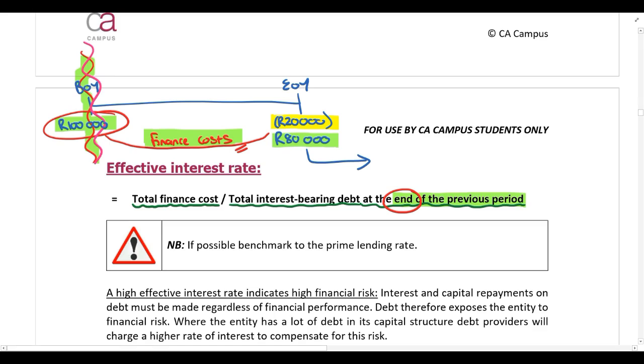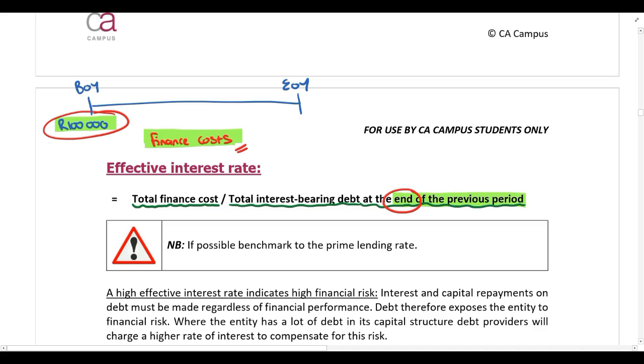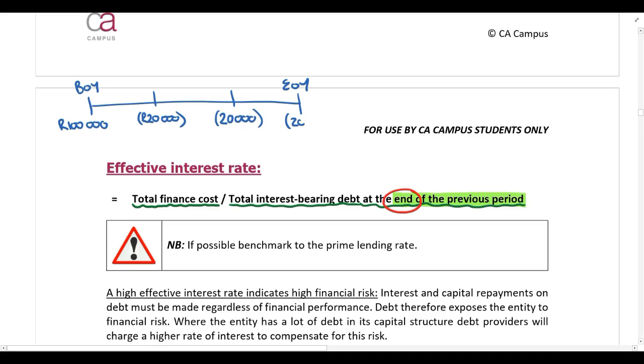However, if this loan is repayable more regularly, so let's say, for example, let's change this over here. So at the beginning of the year, 100,000 Rand is outstanding, but the company repays 20,000 Rand at one point in the year, another 20,000 Rand at another point in the year, and another 20,000 at the end of the year. So they've made 3 repayments this year. So at the end of the year, we've got 40,000 Rand outstanding on this loan.